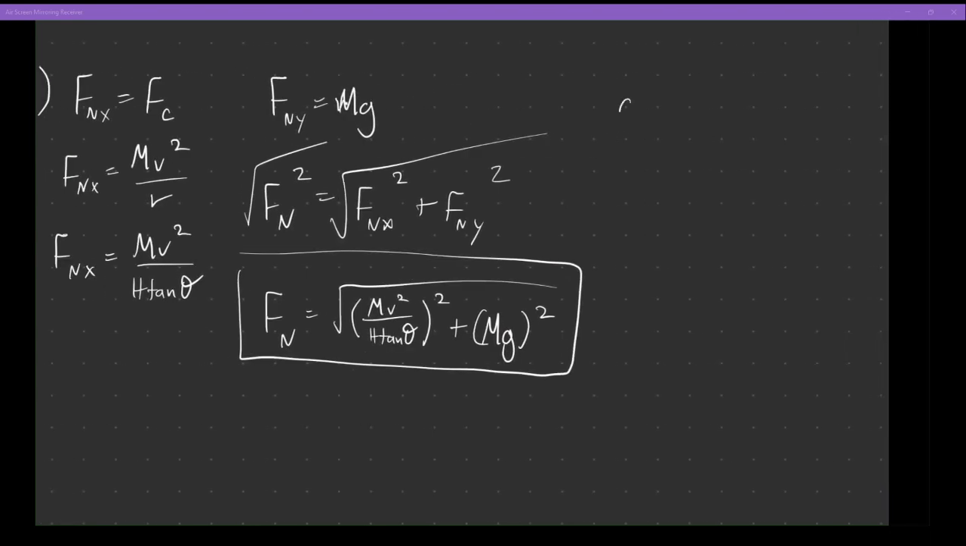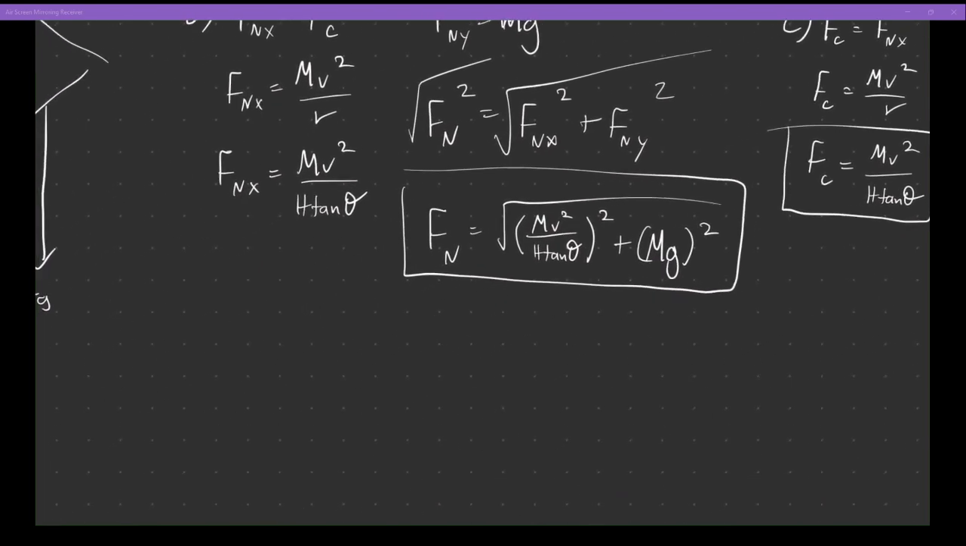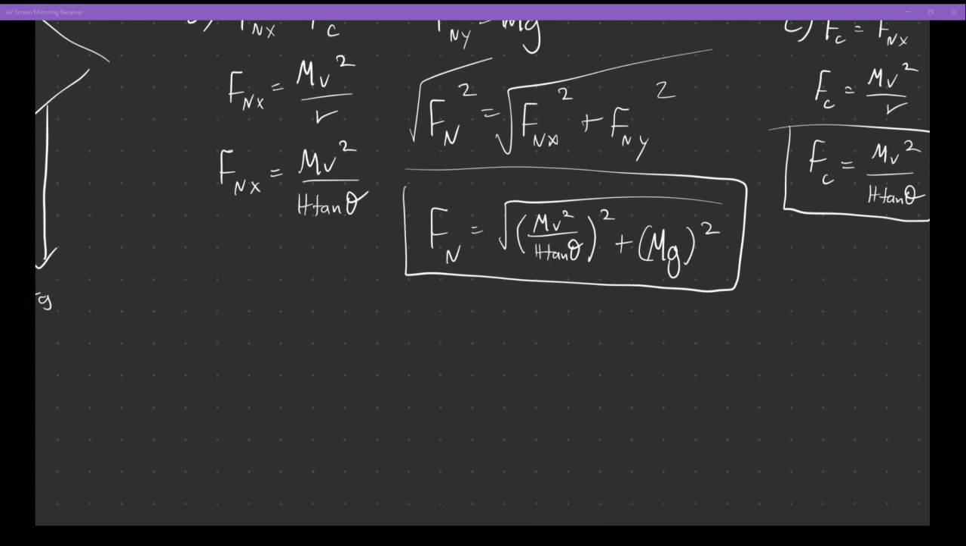Now for part C, she's asking you to find an expression for F_c. So you know that F_c is equal to F_nx. Since that's the only force, F_c must be equal to mv squared over r. But r is just equal to h tan theta, so it's just mv squared over h tan theta. That's part C.